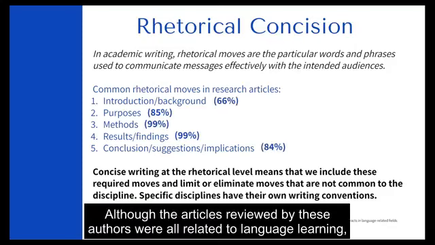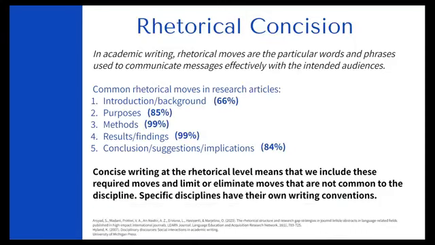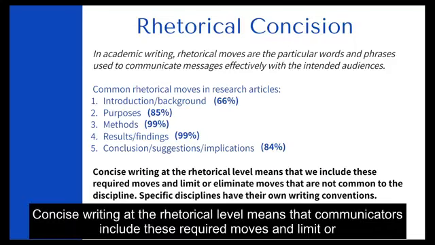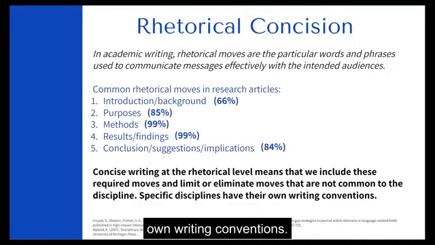Although the articles reviewed by these authors were all related to language learning, these moves, especially 2 through 5, are quite common in academic disciplines. Concise writing at the rhetorical level means that communicators include these required moves and limit or eliminate moves that are not common to the discipline. Specific disciplines have their own writing conventions.